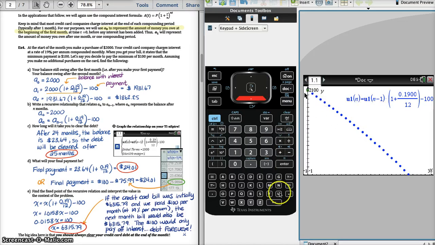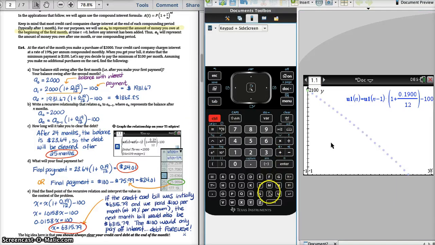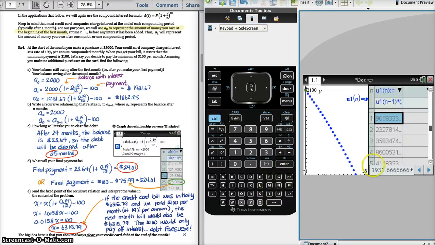If you jumped down to each one of these dots, it's going to tell you what you owe per month. If you don't want to jump down the dots, you can press Control T, and that brings up your table. And you can see right here, the 1931.67 matches this value over here. Go down. Your 1862.25 matches the value we calculated over here.